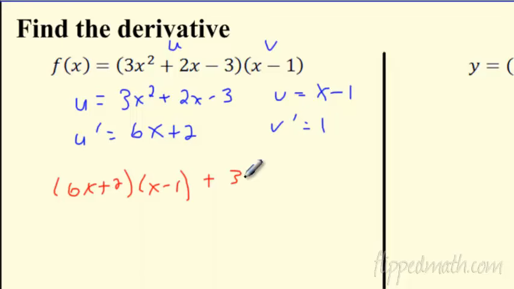The original function, 3x squared plus 2x minus 3. And it's got to all be in parentheses. And then the derivative, luckily that's 1. So there still is some multiplication here. We can't avoid multiplying a little bit. We're going to have to do your little FOIL or double distribute here.